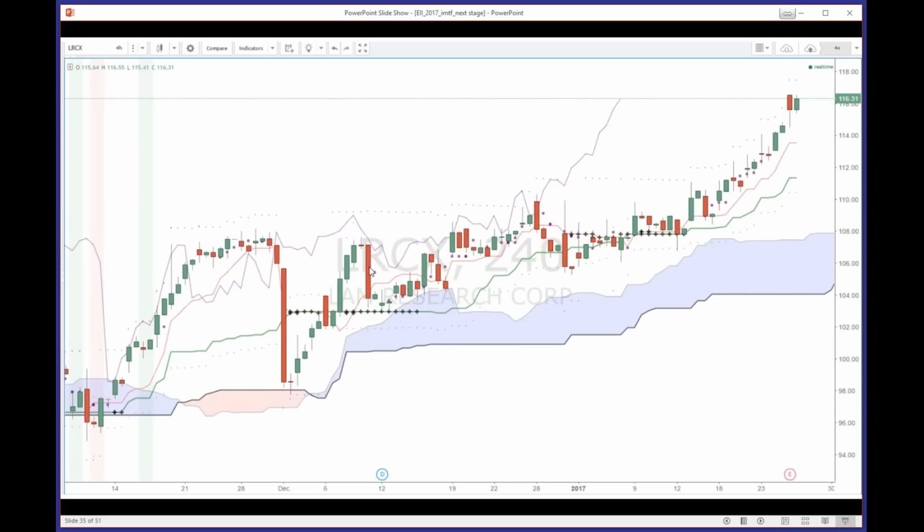This is another one, LRCX. This is no strategy here, but you could see in the consolidation pattern, you broke out that consolidation pattern, you pulled back to these crosses there, and then basically it took off here.